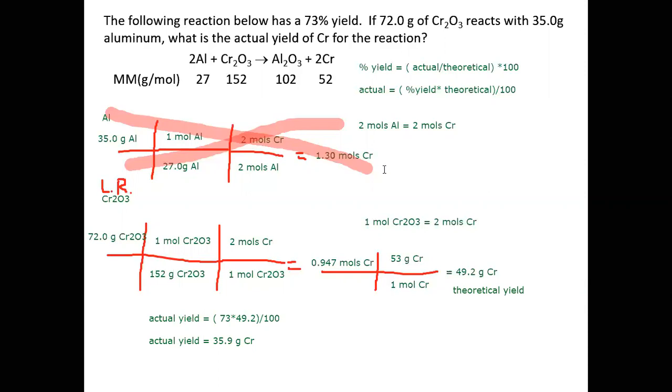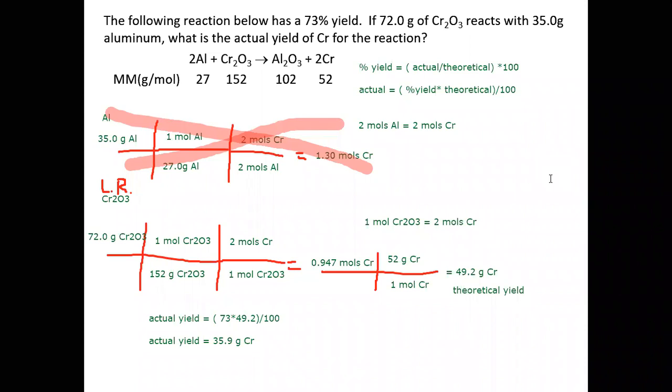So again, we're doing the same steps. For each reactant, we convert them to moles of product, see which one produces the fewer moles of product. In this case, it was chromium 3 oxide. That's our limiting reactant. Then we convert the moles of product produced by the limiting reactant to mass to get our theoretical yield. Now that we have our theoretical yield and our percent yield, we can calculate the actual yield.